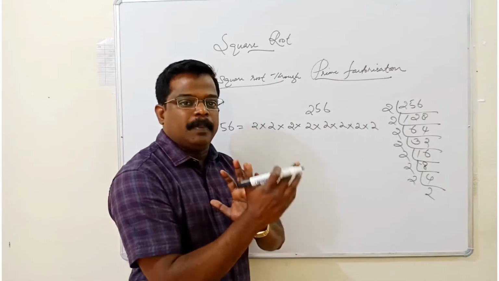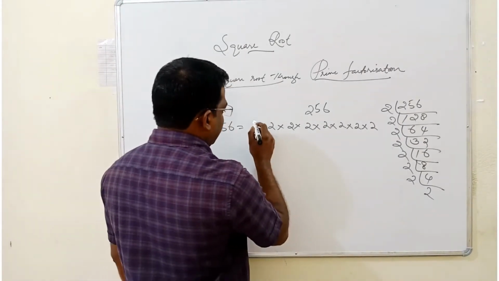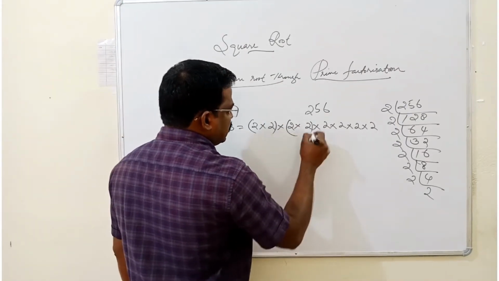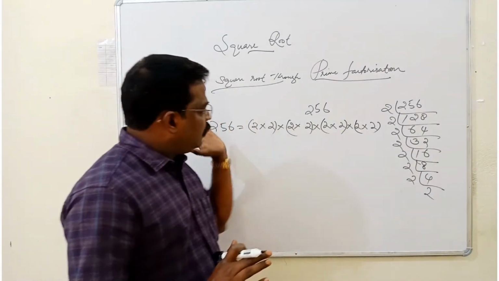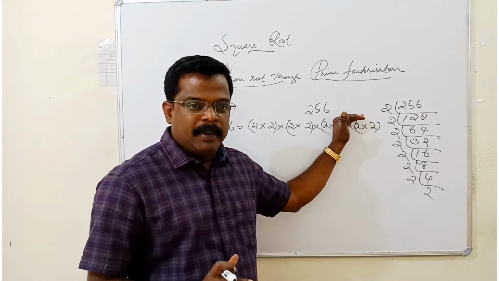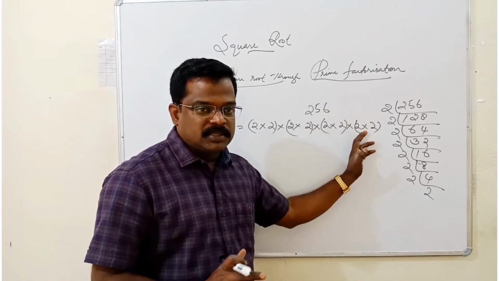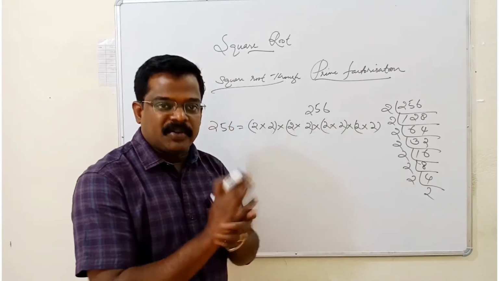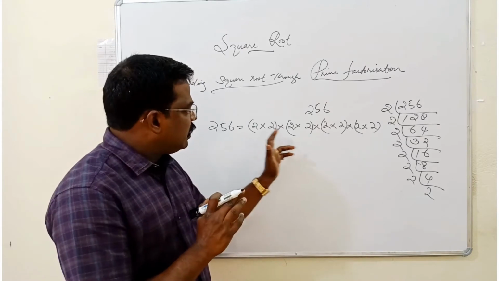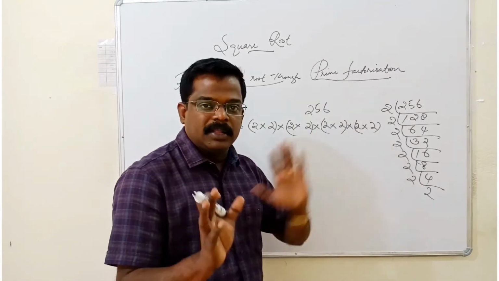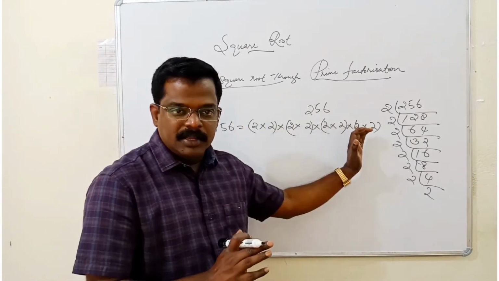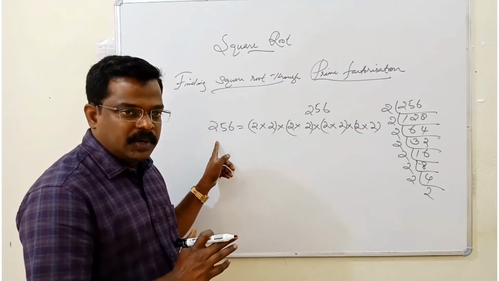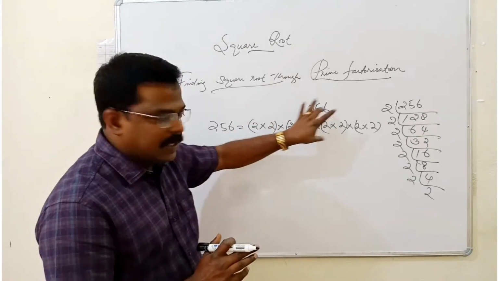Now our next step is to pair these. So we have to make them into pairs. If all factors can be made into groups of pairs, then only we can say that it is a perfect square. If we are not getting a pair for one number, that is not a perfect square. So the first step is to check whether it is a perfect square or not, by pairing the factors of 256.